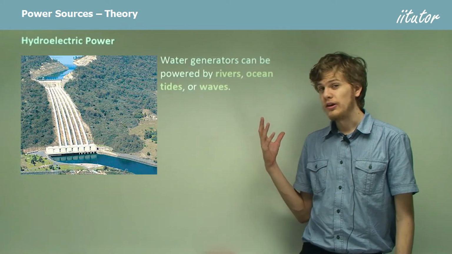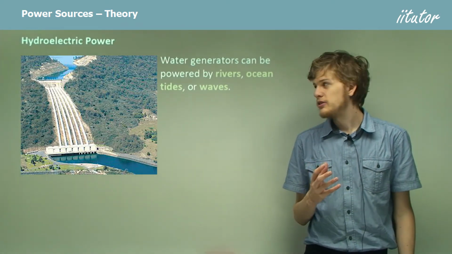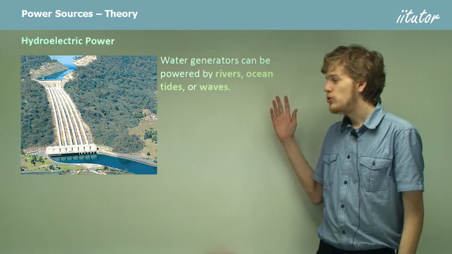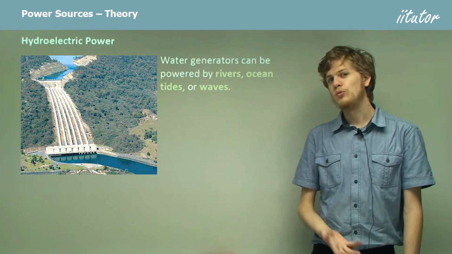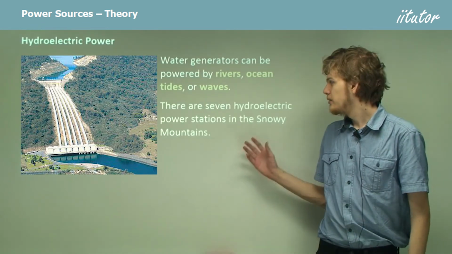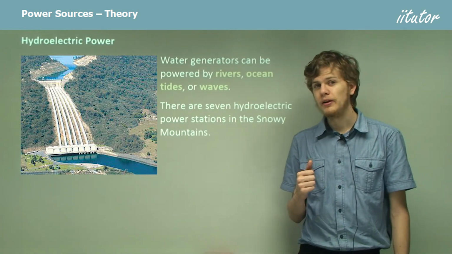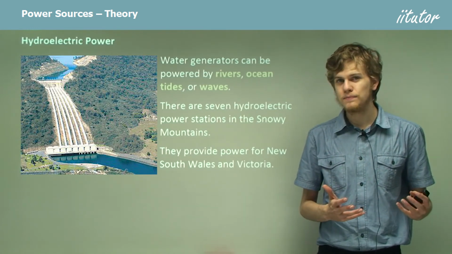Now, water generators don't have to be powered by just one source. There are water generators that can be powered by rivers, by the flow of the water in rivers, by ocean tides as they come in and out, or just by waves as they roll up and down. There are 7 hydroelectric power stations in the Snowy Mountains of Australia, and these are responsible for the rest of the power in New South Wales.